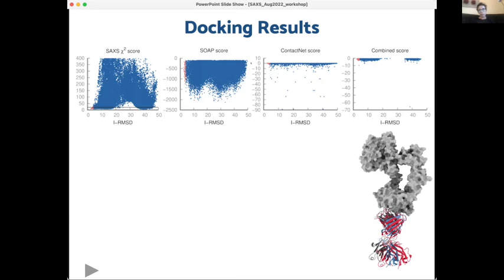Similarly, the contact net score, also an interface score based on deep learning, excludes quite a lot of models, which are given a score of 0. It excludes quite a lot of correct models, but we can see here there is one good model that gets a good score. And once we combine all the scores, we can see that the SAXS and contact net together sort of rank it as top scoring ones.